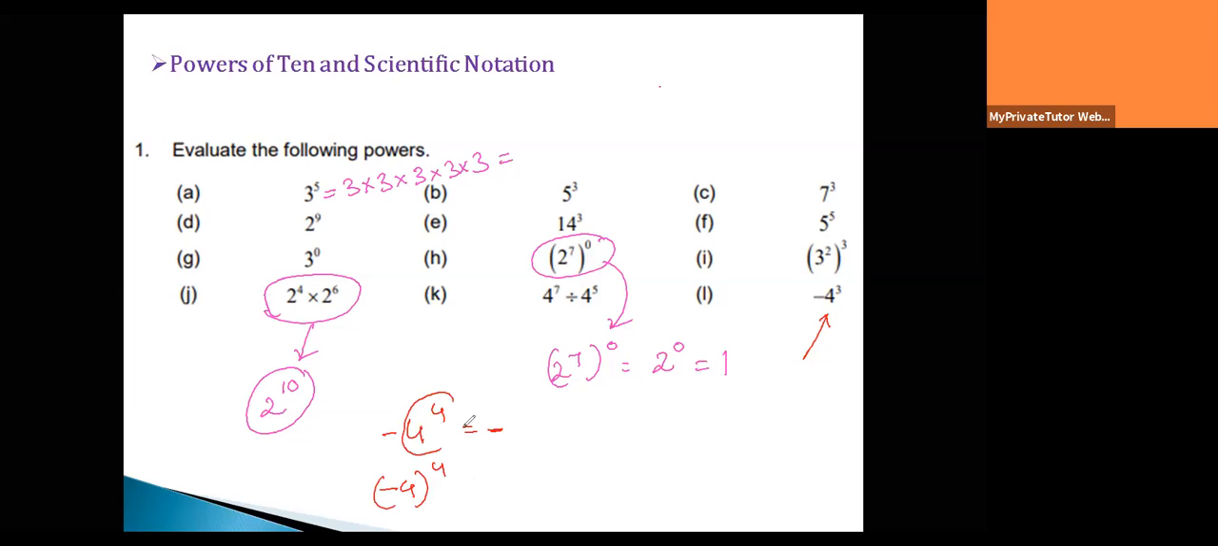Here the negative sign stays as it is. We are going to simplify only this, which is 4 power 4. 4 times 4 times 4 times 4, what is that? 16 times 16, which is 256. But in this case, you are going to multiply minus 4. You won't make these mistakes. So only if you have a parenthesis, I'm talking about. Hope you guys understand that.